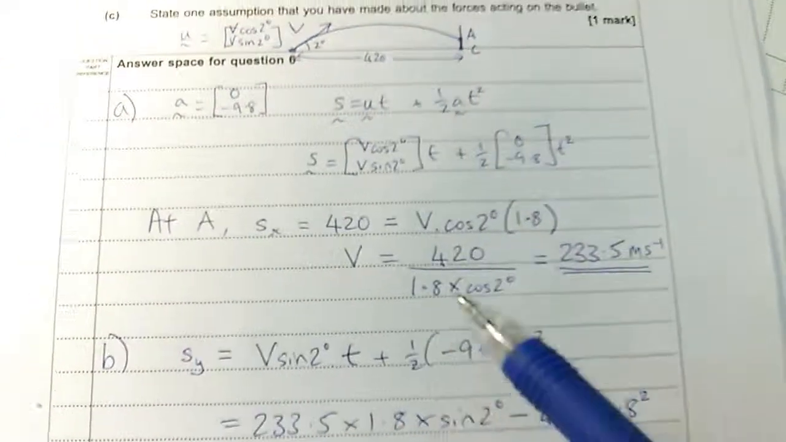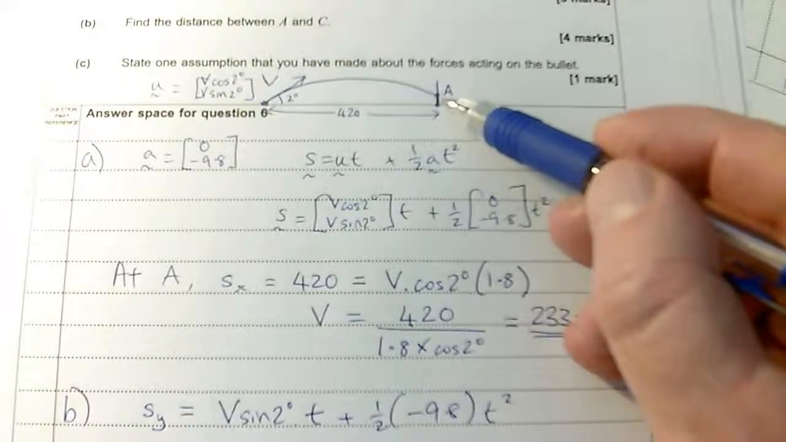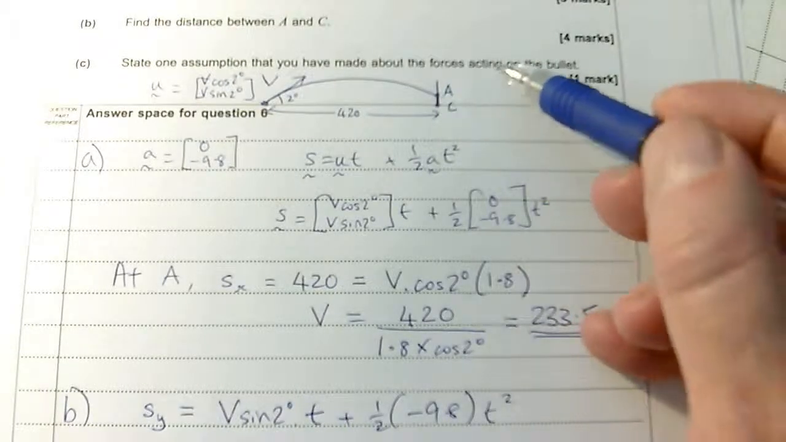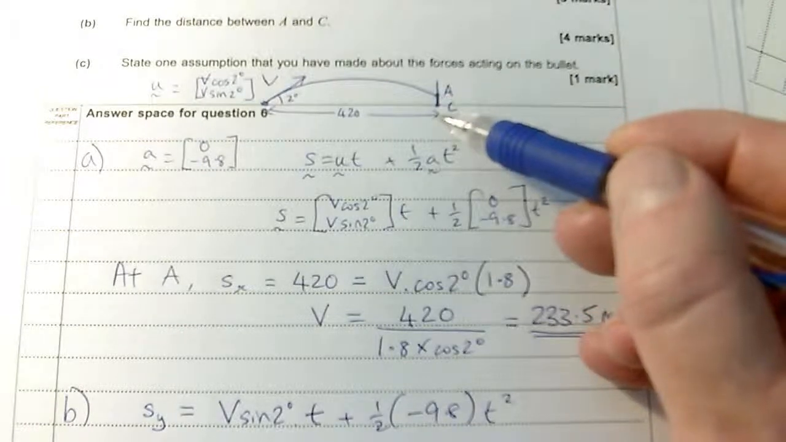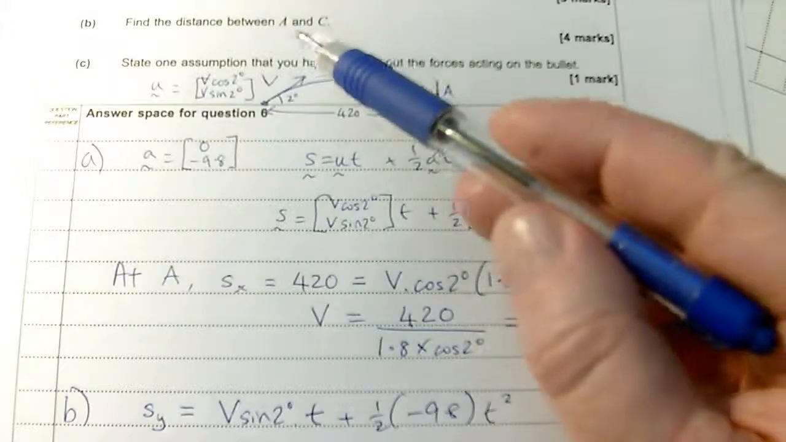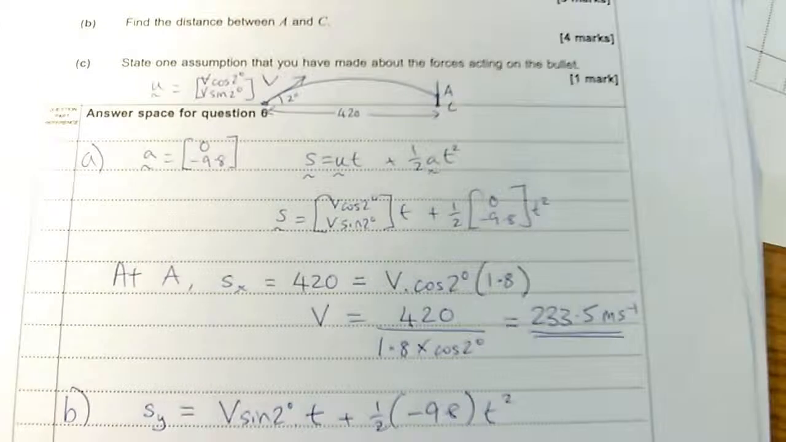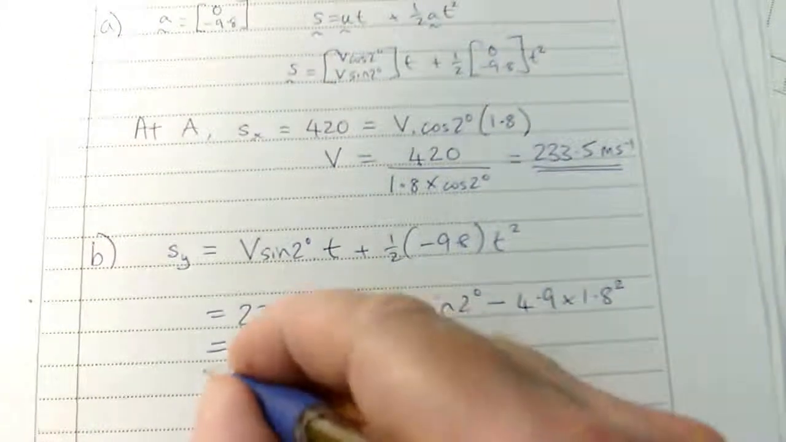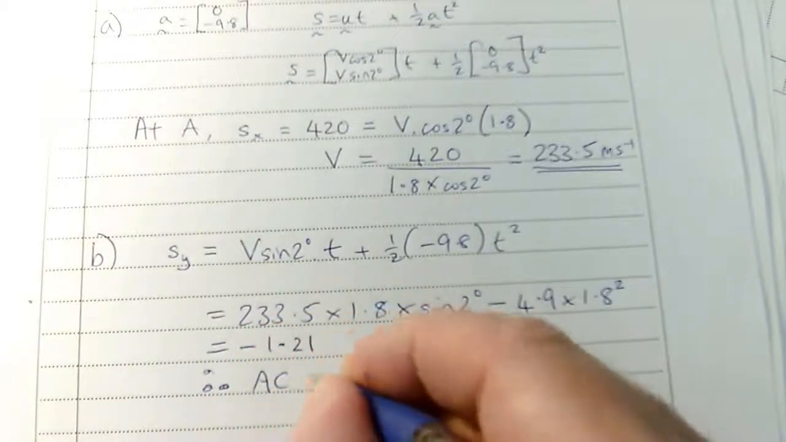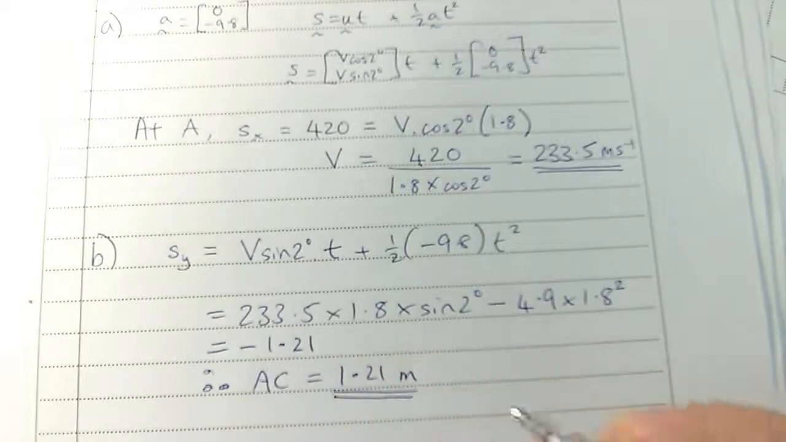There we go. What does that minus mean? Well, I assumed that A was above C, but since I'm taking the y direction as positive, the minus just means that it's hitting the target below C. I was asked to find the distance between A and C. Now, a distance is a scalar, not a vector. The direction doesn't matter. So we have to say the distance AC equals 1.21 meters, not minus 1.21 meters. If I forget to get rid of that minus, I'll lose a mark.